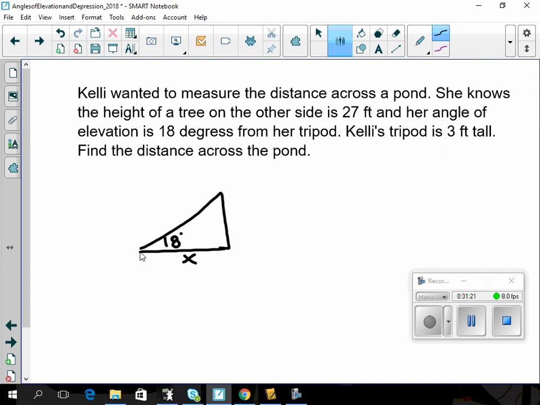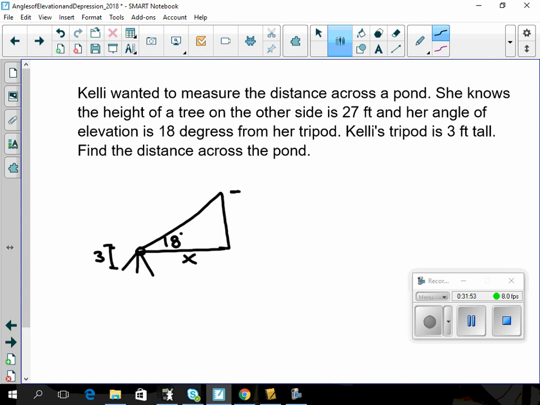But we also have a tripod. In case you don't know what a tripod is, it's just a stand that has 3 legs. It holds cameras and things like that. And so what we need to think about is the 27 and the 3. You agree that this height here from the tripod to the ground is 3 feet, right? That's the 3. Her tripod's 3 feet tall.